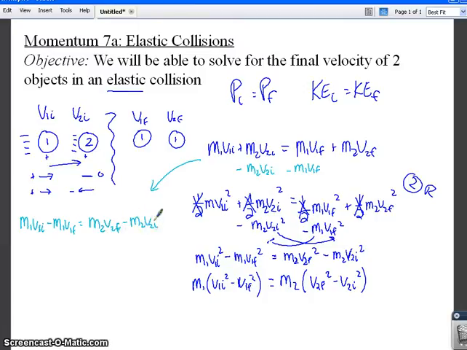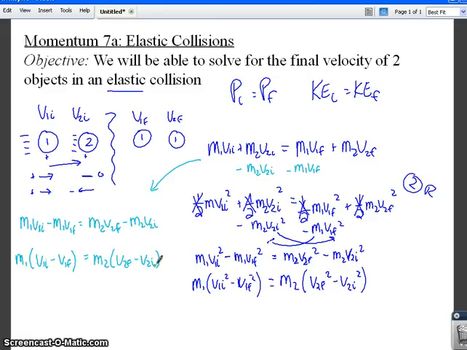All I did was the same thing. I put all of object 1 on the left, all of object 2 on the right, and I'm going to factor this out as well. m1 times v1 initial minus v1 final equals m2 times v2 final minus v2 initial.